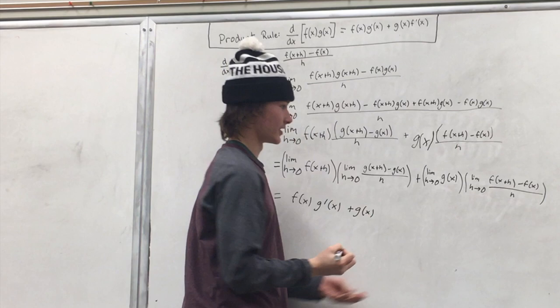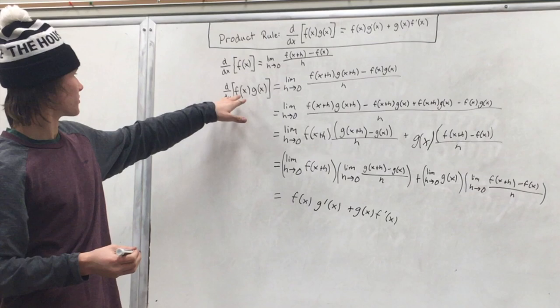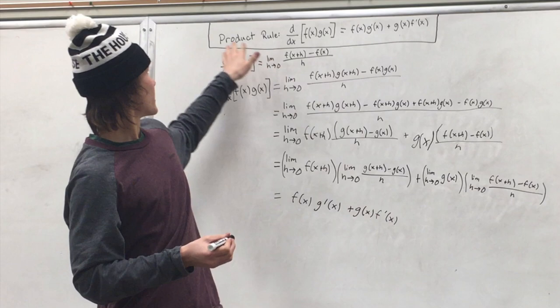And then this limit right here is the same as the derivative of f of x. So this is going to be the derivative of f of x. So as we have it right here, the derivative of f of x times g of x is equal to f of x times the derivative of g of x plus g of x times the derivative of f of x. And that is the product rule that we have been proving this entire time.